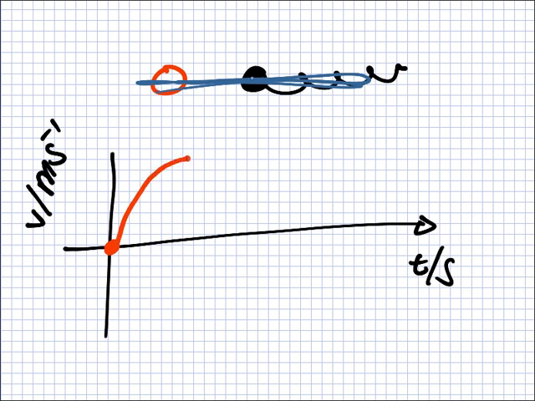It will be going fastest when it's here. Then what happens when it passes the middle, like when it's here? What happens to its speed? No, it'll slow down. It will start to slow down and then it will stop. It stops when it gets to the end here.